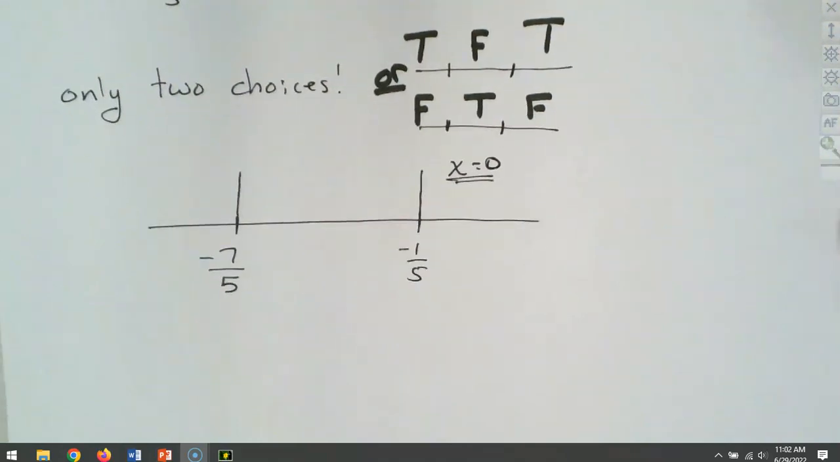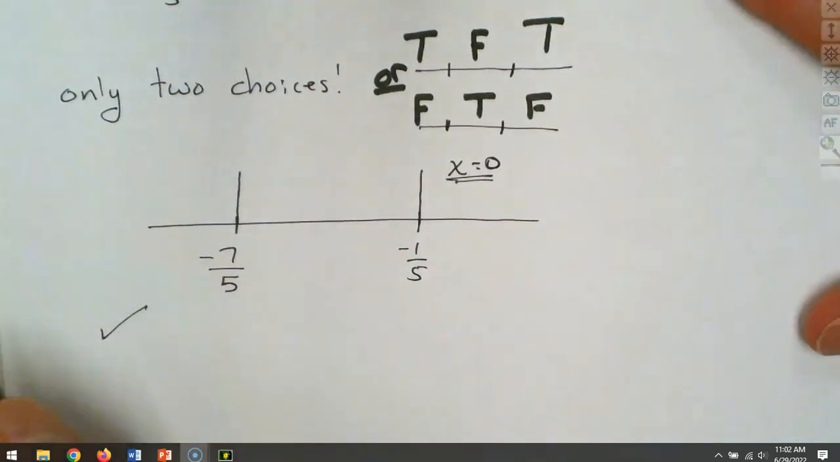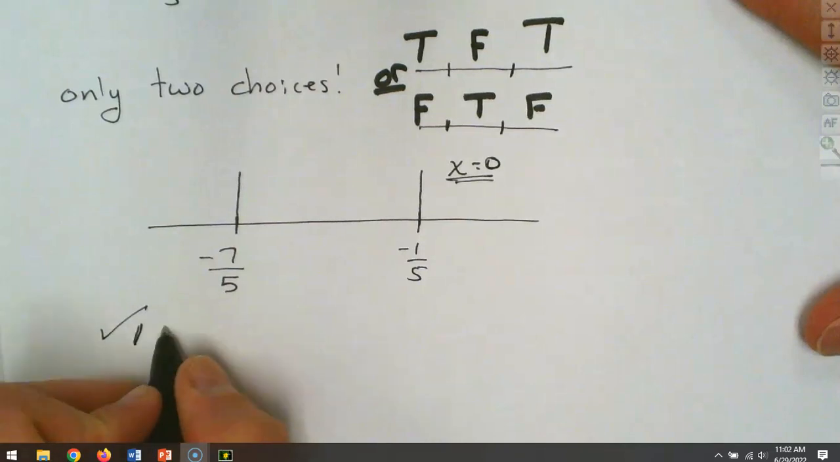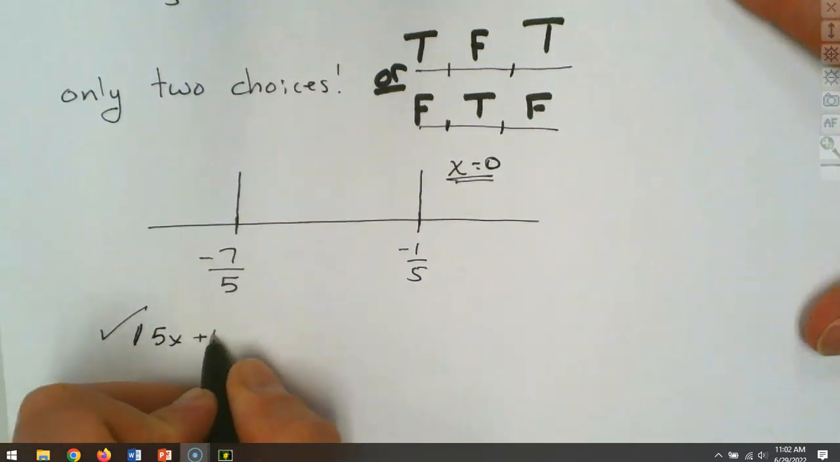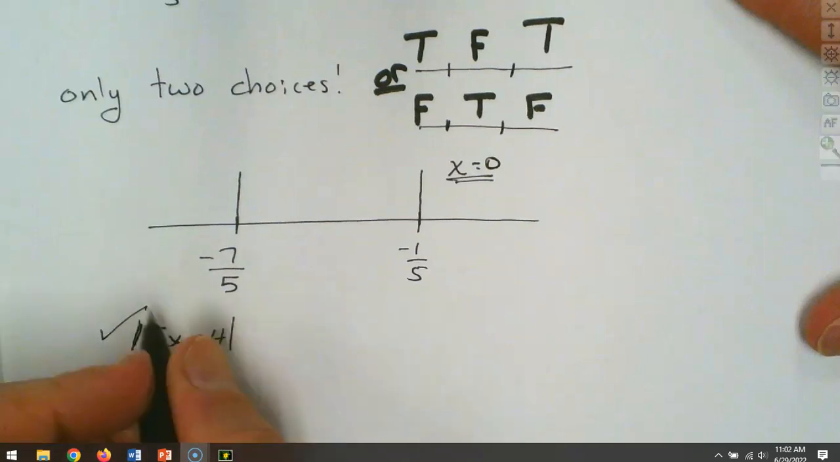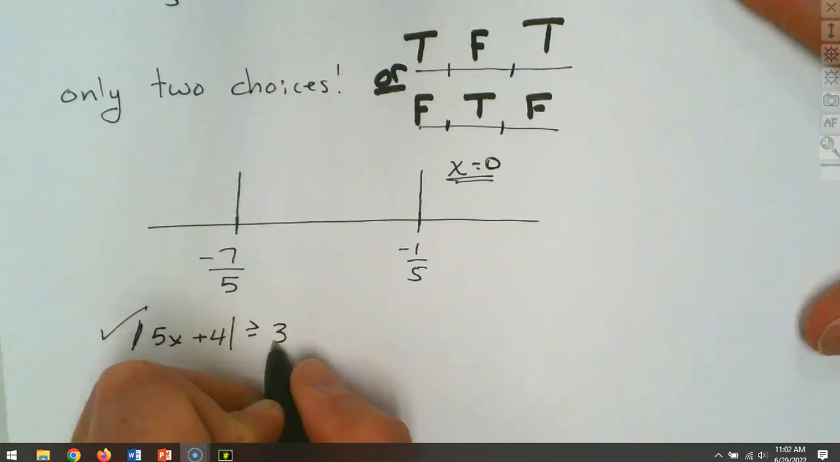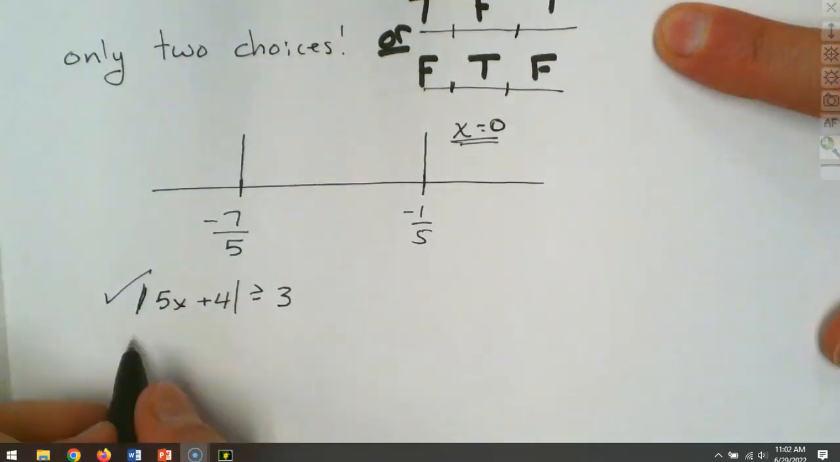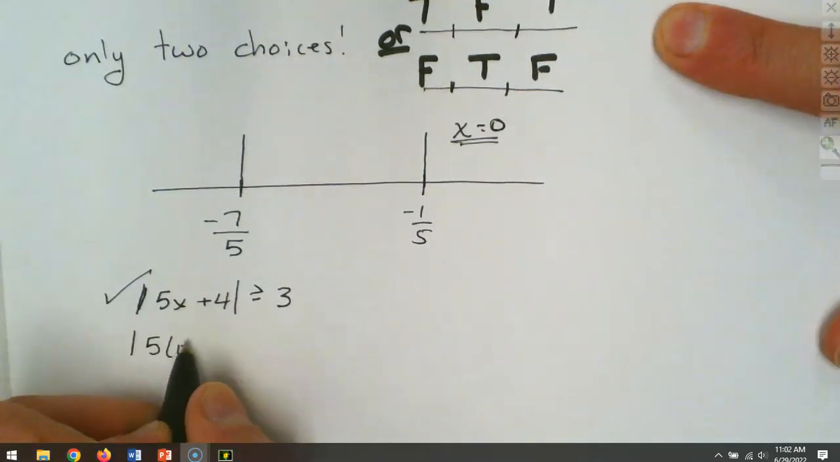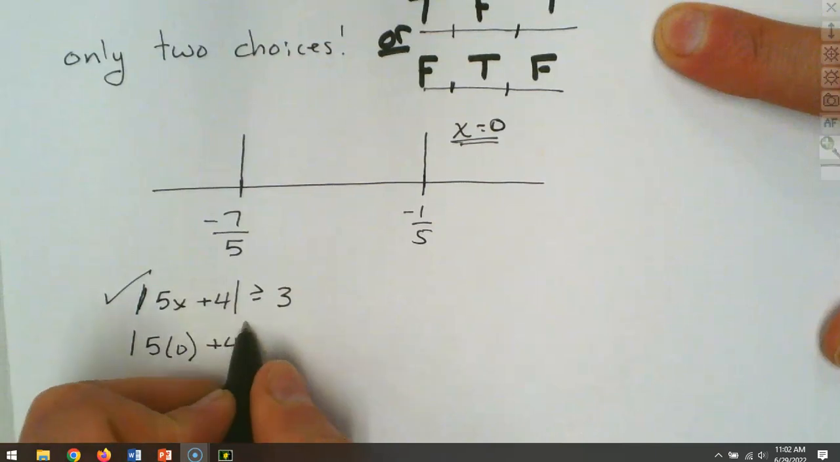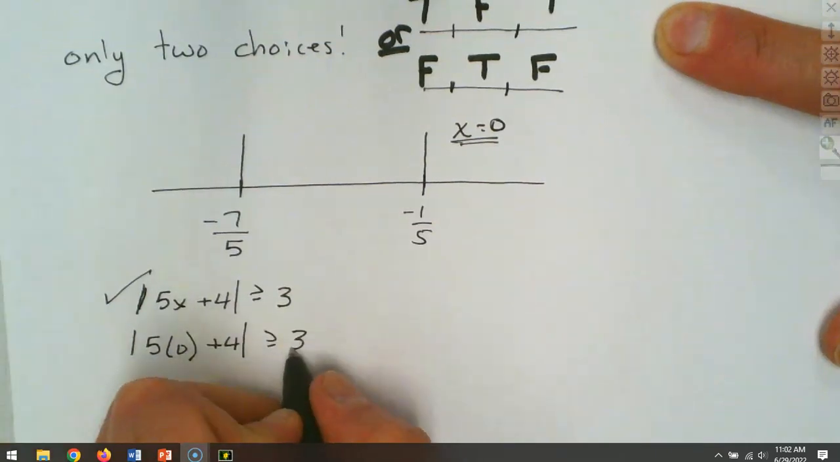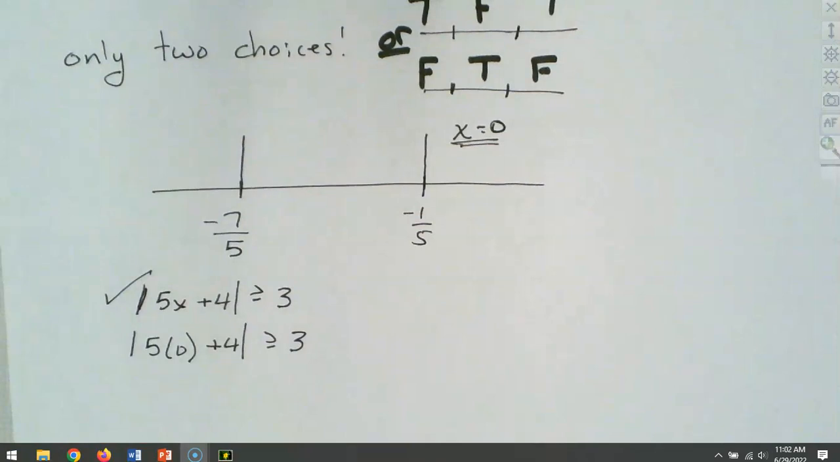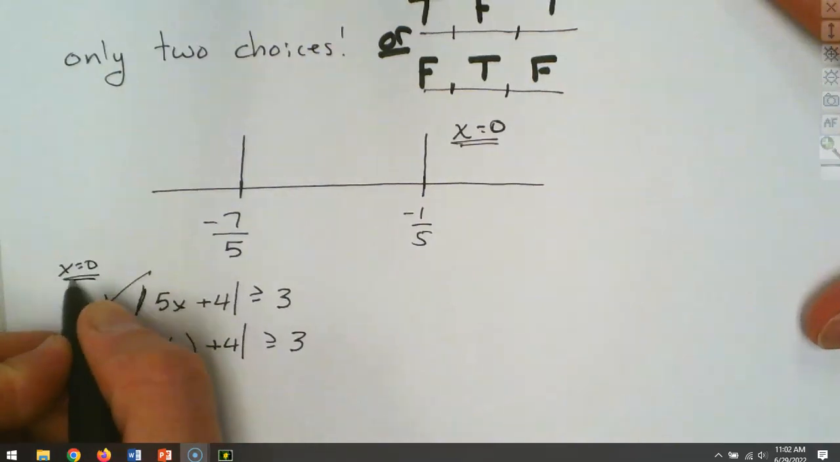And we're going to take that 0 and plug it in. We're going to check it in the absolute value of 5x plus 4 is greater than or equal to 3. We only have to check 0, and that's it. So these are actually a little bit easier than the ones from before. So we plug in our 0. We're going to choose x equals 0 here.